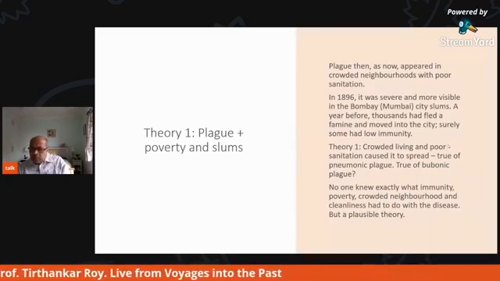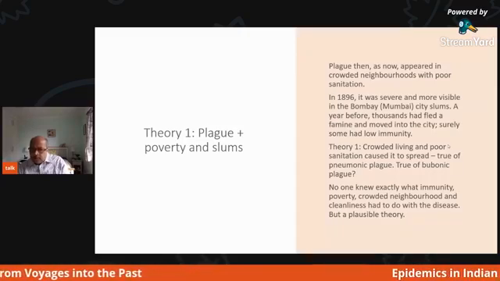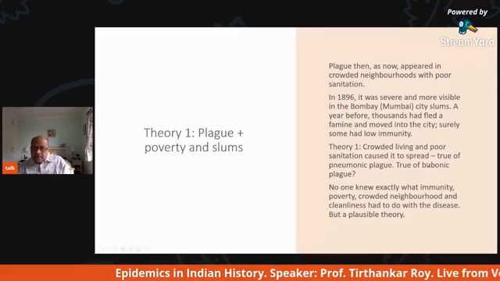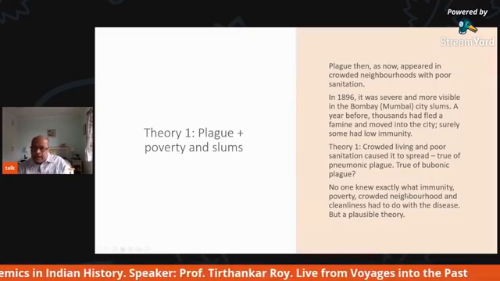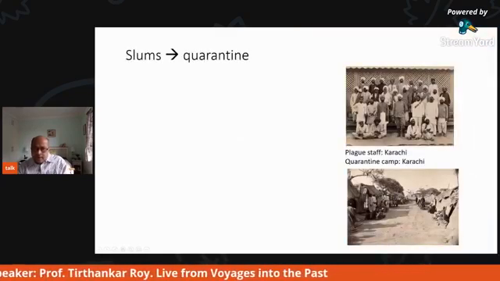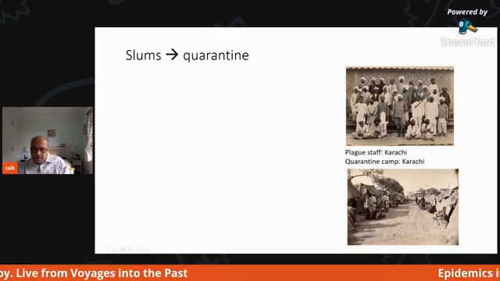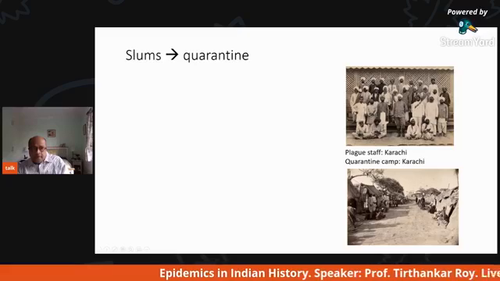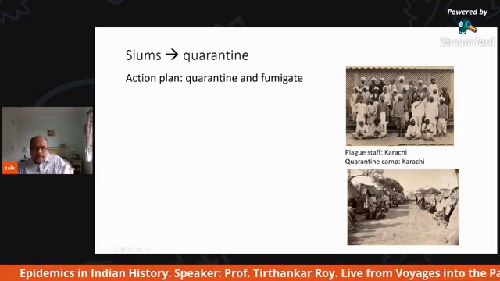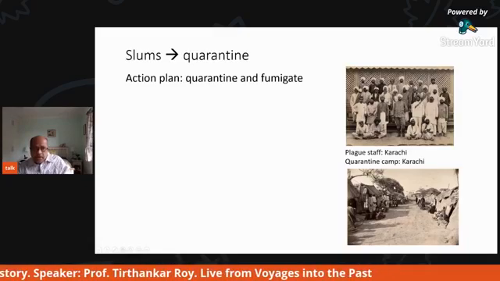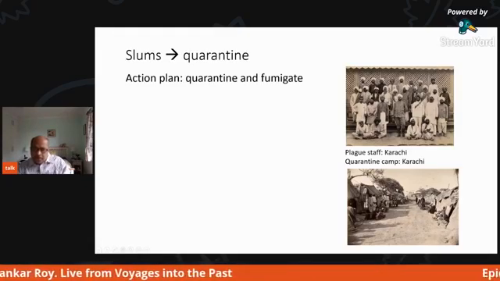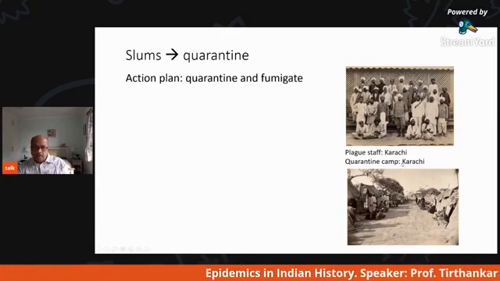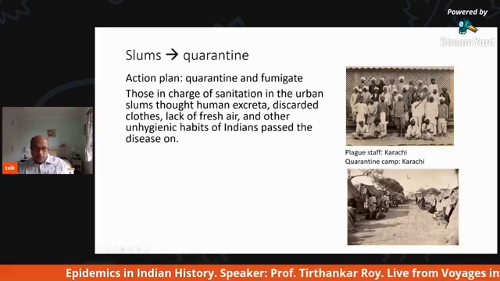Now, no one exactly knew what immunity, poverty, crowded neighborhood, cleanliness, sanitation had anything to do with the disease. But this was a plausible theory because this connection came up again and again. So what they did was, and these photos are from Karachi city, which had a very similar problem to Bombay, but you will find similar photographs from Bombay as well. So what the doctors and public health did was segregate people. The action plan was to quarantine people. Whenever you see a cluster of disease, you isolate that, move them to a different neighborhood, and move them away from their homes, and then fumigate the homes.